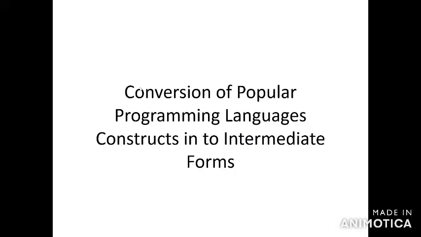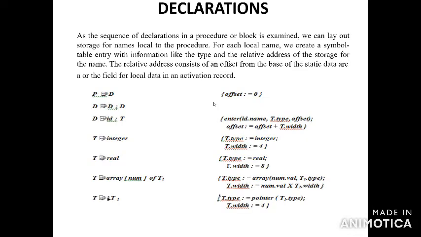Today we discuss the conversion of popular programming language constructs into the intermediate code forms. Yesterday we started this topic. So what is the conversion of popular programming language constructs? We will discuss declaration, assignment statement, Boolean expression, backpatching, flow of control statement, and case statement. These are all the topics to be covered for the conversion of popular programming language constructs into the intermediate code forms. The first one is declaration.